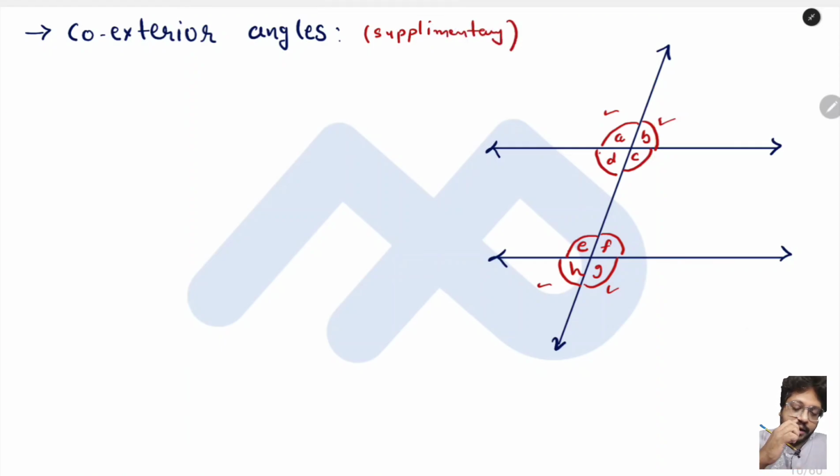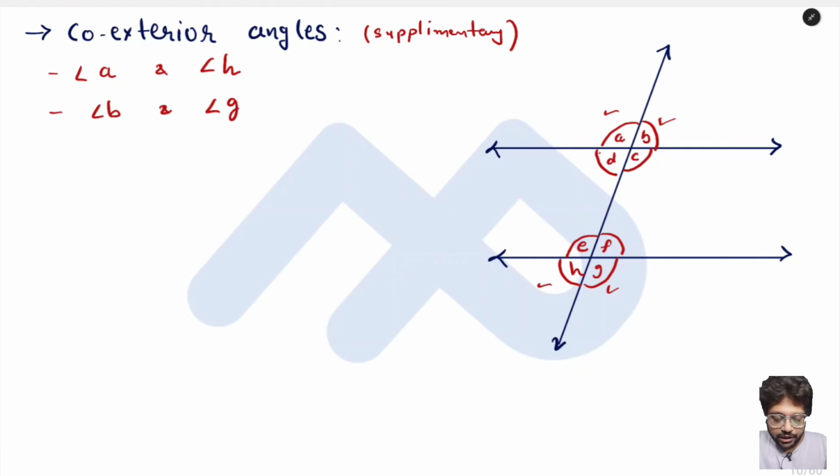Supplementary means they add up to 180. So here I am writing angle A and angle H, co-exterior, angle B and angle G, co-exterior. So they add up to 180. A plus H is 180 and B plus G is 180. Clear? So we saw a pair of alternate exterior angles, which I have written here.